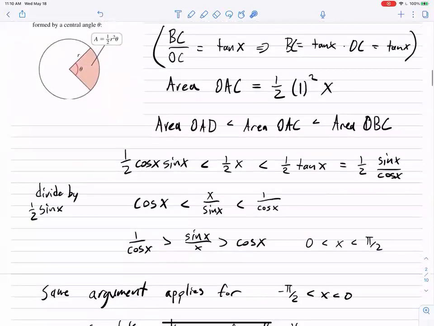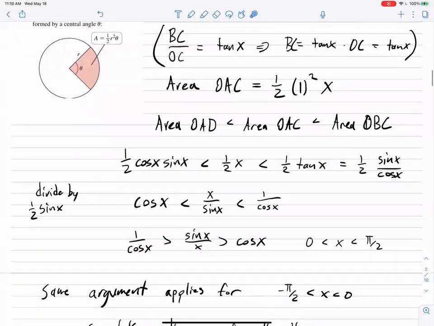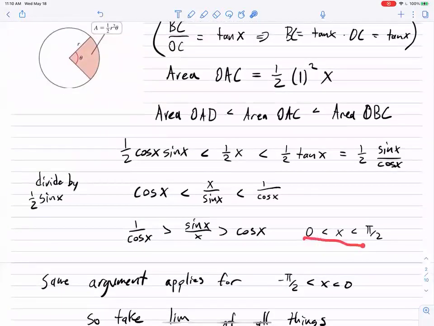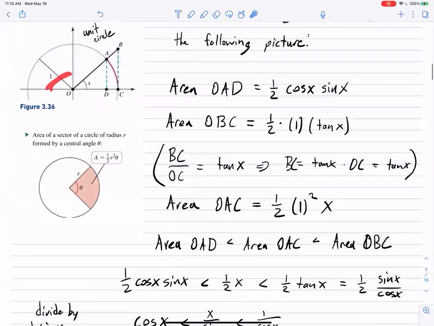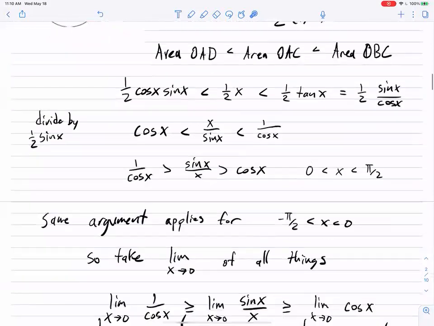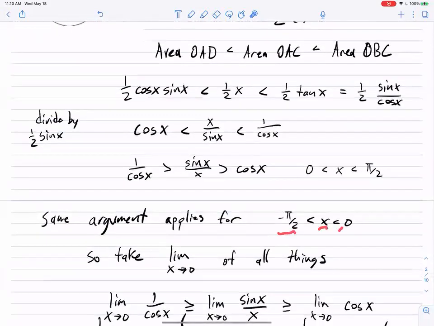And then what we're going to do is flip everything. If we take the reciprocals of all of them, then you get 1 over cosine x, sine x over x, and cosine of x, and that flips the inequalities. And this works for any angle between 0 and pi over 2. So x was any angle from there to there. We can do the same argument for an angle between, or down here, draw the same triangle and do the angle from negative pi over 2 is less than x is less than 0.